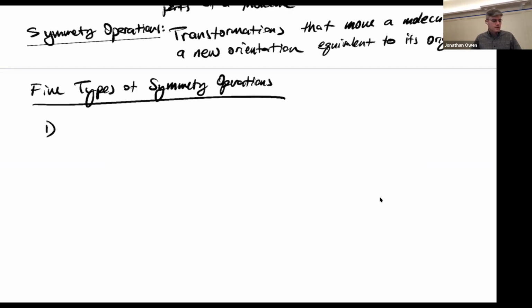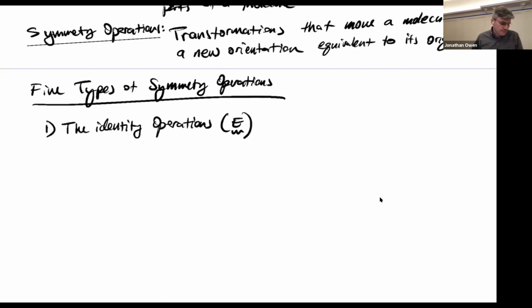So the first one is a little bit annoying, but it's for mathematical rigor, something called the identity operation. And it gets the symbol E. I'm gonna write some squiggly lines beneath the E there. That indicates bold. This is what we're gonna call the do nothing operation. It's annoying, but if you just bear with me here, the do nothing operation is a transformation where nothing changes and you get back the exact same structure as you did before. It's for mathematical completeness, as you will see. So we're going to add it there.